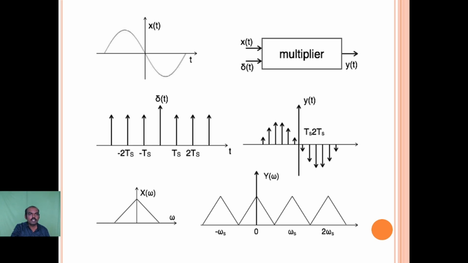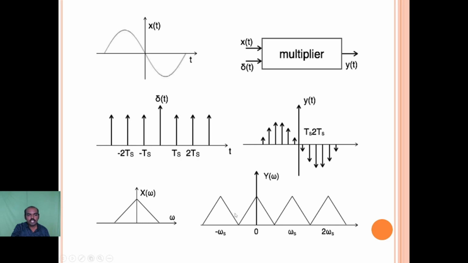Here, x of t is the input signal. It's a continuous time signal. Then next, second one, del of t. Del of t is a pulse train, impulse signal. Here we used a multiplier. This multiplier multiplies the two input signals, which are x of t and del of t. It will produce y of t. Y of t is nothing but a discrete time signal. Here, this y of t is the output, the sampled signal. This is the discrete time signal, mentioned in time domain.